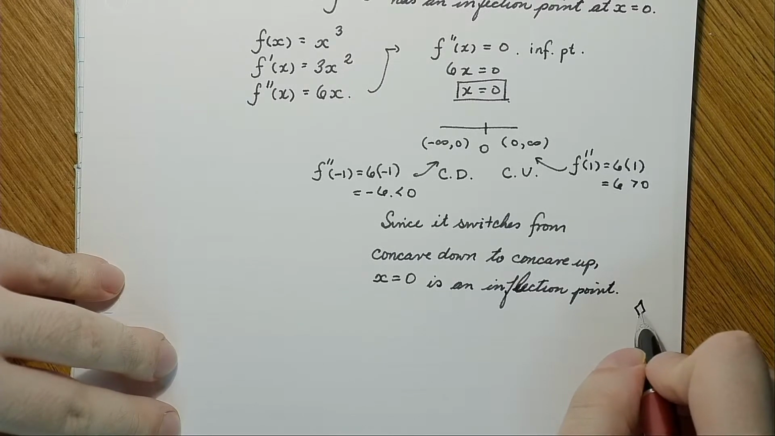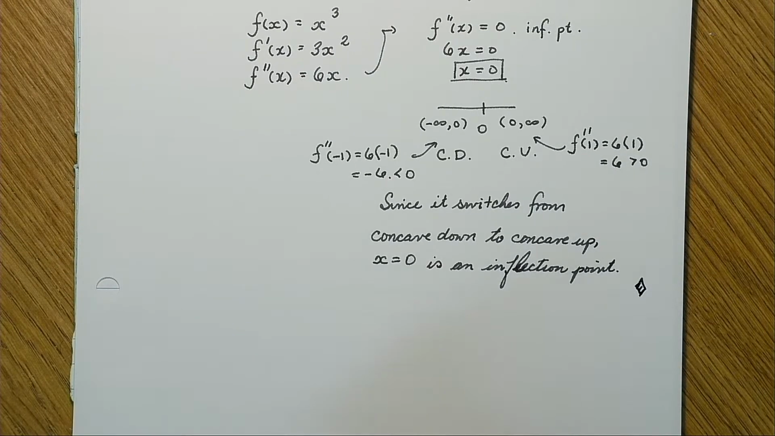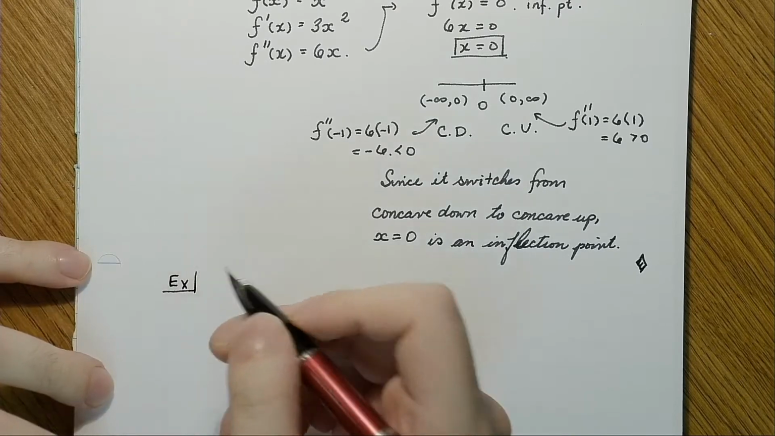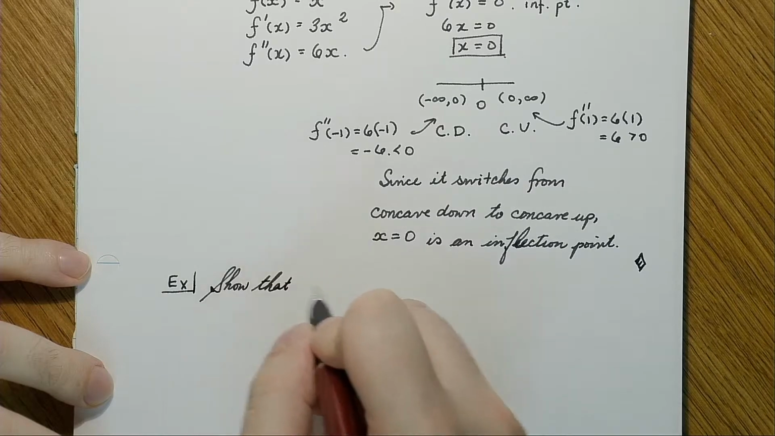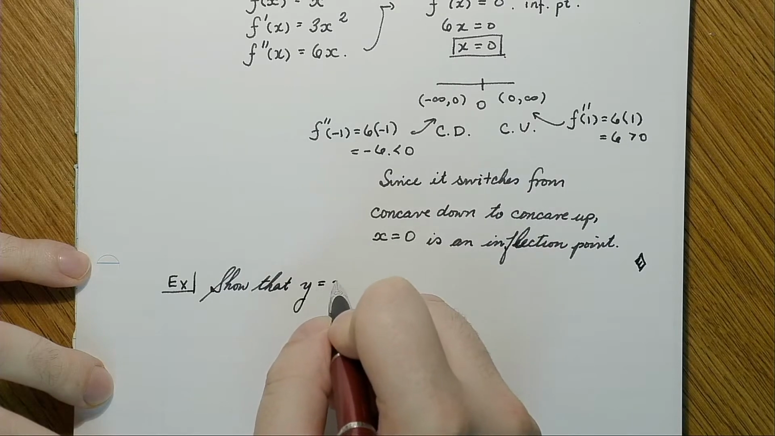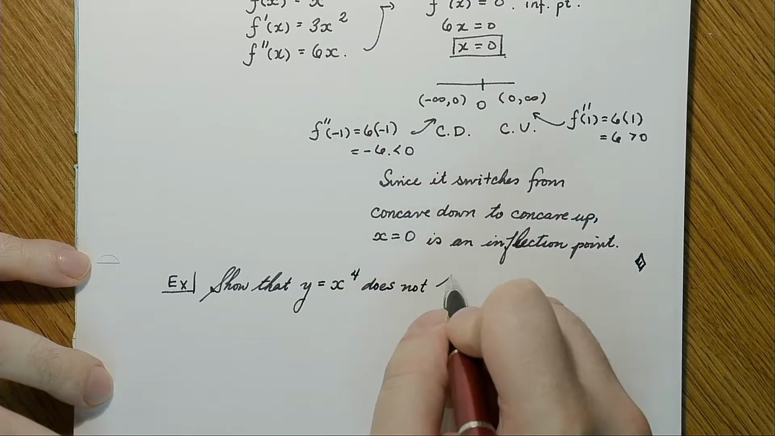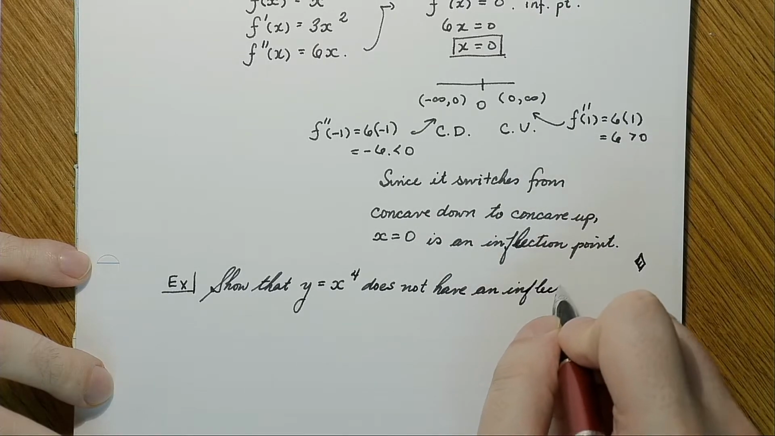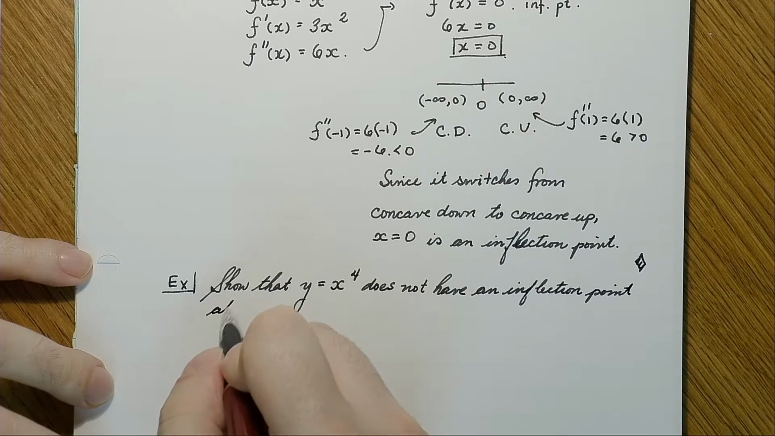So here's an example where the second derivative is 0, but it's not an inflection point. Show that y equals x to the 4th does not have an inflection point at x equals 0.